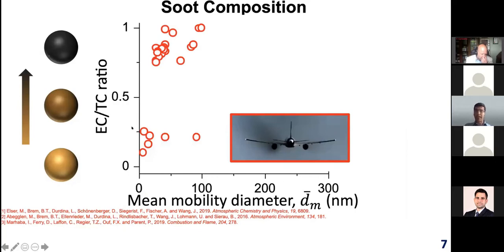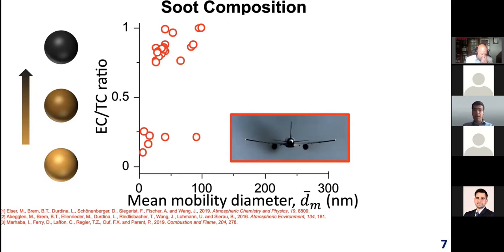So here you're looking at EC to TC ratio versus mean mobility diameter for soot emitted from a jet engine. And as you can see, data is clustered around two regions, one very high in elemental carbon, and those correspond to thrust-producing conditions, and one with low elemental carbon. And we're mainly interested in the high EC to TC ratio region because that's the standard particles that we would like to use for characterization of optical instruments.